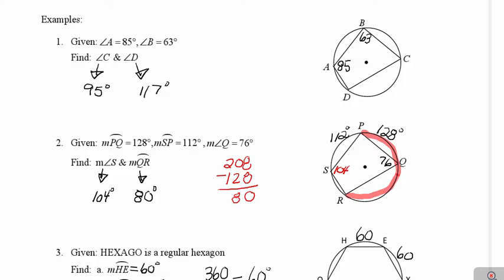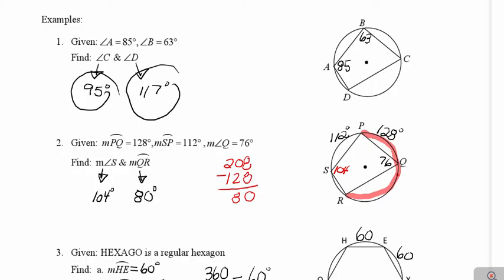Alrighty, so let's go through these real quickly and have you check your answers. And number 1, I labeled it, we were given angle A and angle B, and then it asked us to find angles C and D. So that was just using that first theorem. We know that if a quadrilateral is inscribed in a circle, then opposite angles are supplementary. So for angles A and C, I just had to do 180 minus 85 to get 95 degrees. And then for angles B and D, those are opposite angles. So 180 minus 63 gave me 117. So that was how you get those 2 answers.